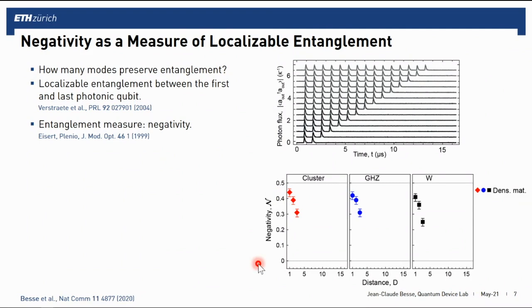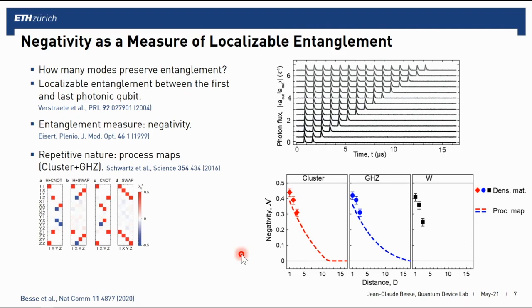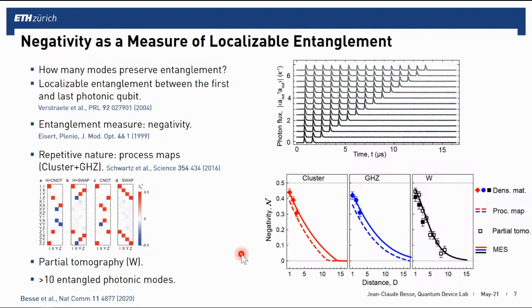And the nice thing about negativity is we can estimate it from the density matrix that I've showed you in the previous slide, from the repetitive nature of the emission sequence by characterizing what gates we actually apply. And those are the process maps of those gates and the dashed lines, what negativity we infer from it, but also from partial tomography for the W state, or even master equation simulation of our system, knowing all the error sources from the coherence. And we see that we have more than 10 entangled photonic modes in our setup, no matter what kind of state we decide to emit.